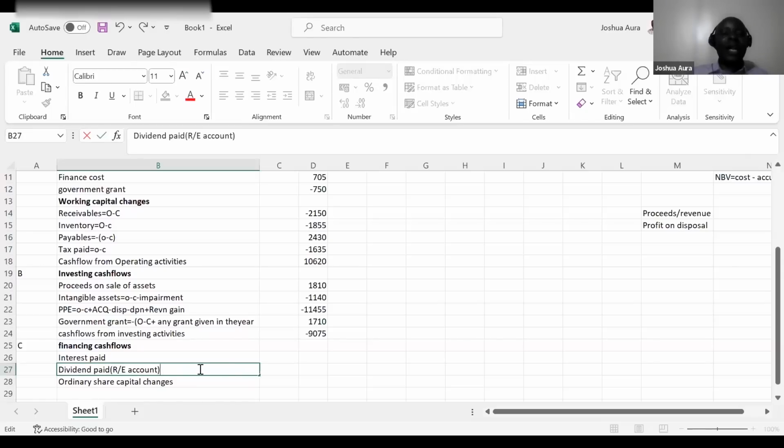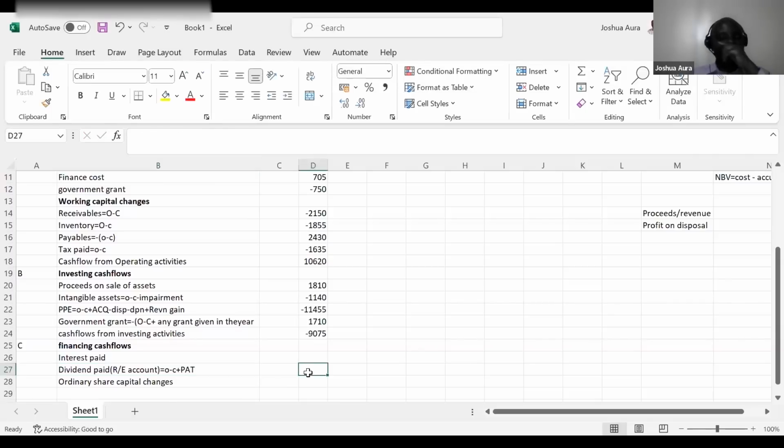So on the retained earnings account, what do we do? Of course, it's opening minus closing, and then we always add any profit generated in the year. You add profit after tax.